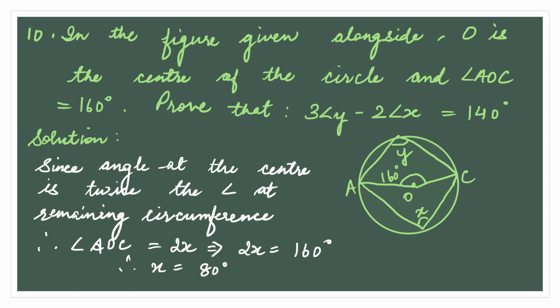Then 3 into y, we found the value of y as 100. So 300 minus 2 into 80. 2 into 80 is 160. So 300 minus 160, what will you get as the answer? 140. Okay, so we can get it easily once you find out, but here you have to be cautious about which side we have to take for the angle at the center and the circumference.